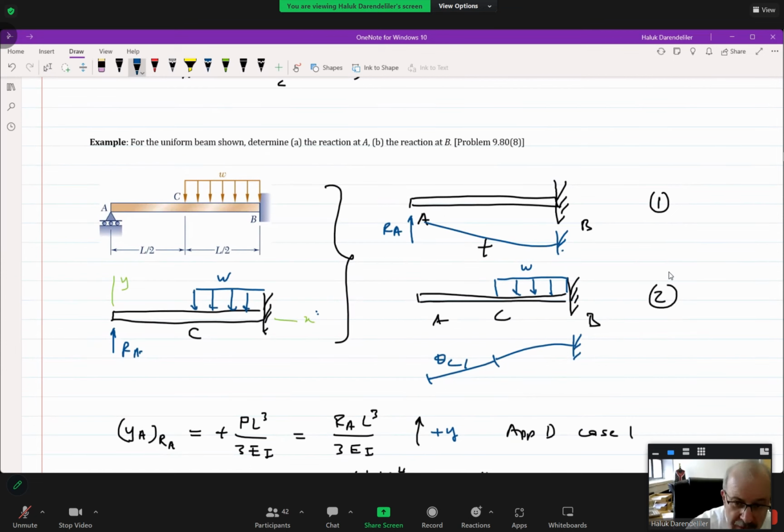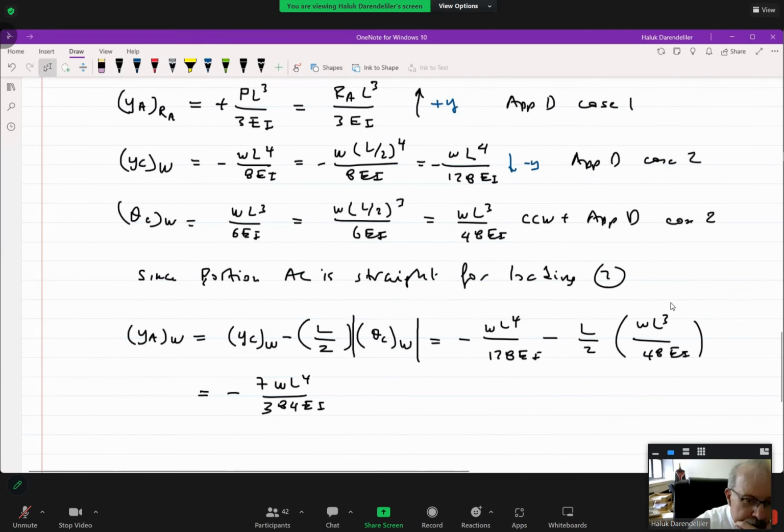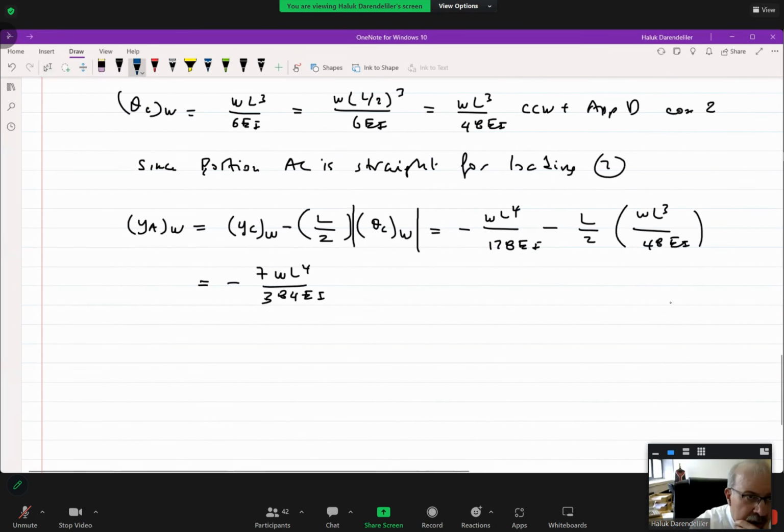Now, but we know that at A, the deflection is zero. So the deflection at A, because of the load RA, plus the deflection at A, because of distributed load, must be equal to zero. Because there is a fixed point over there. Because this is a static indeterminate method and we are applying method of superposition. So, now we obtain everything here.